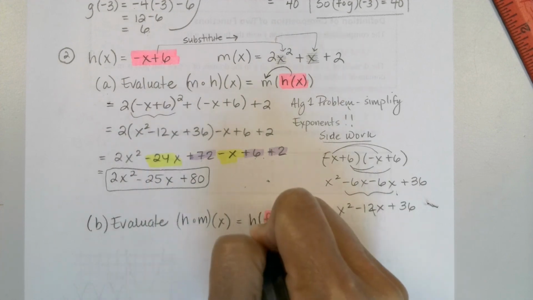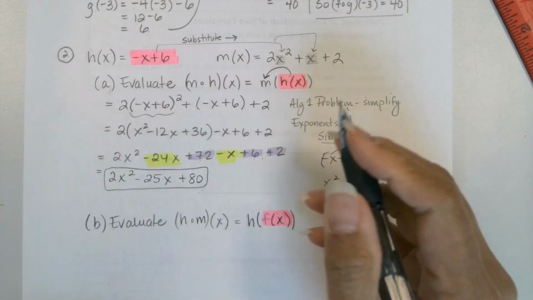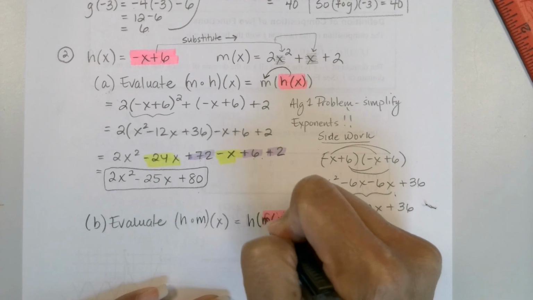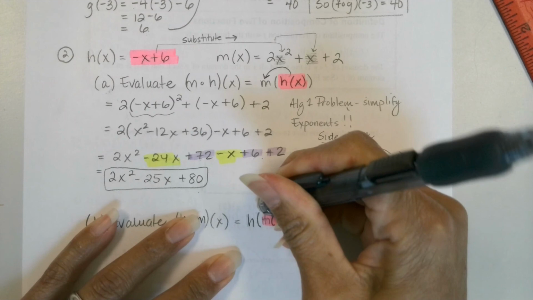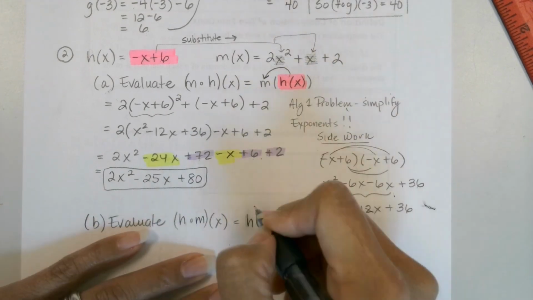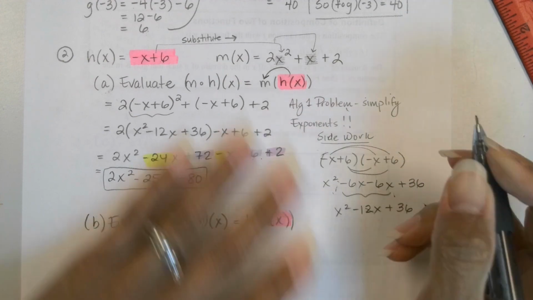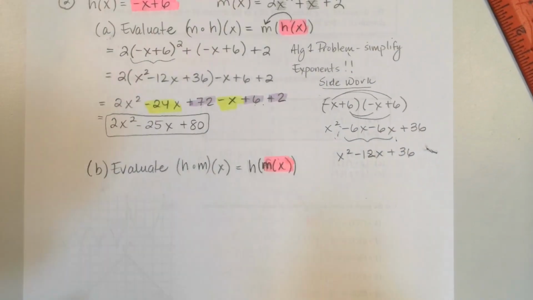So H composition M. Okay, hope I can make that darker. Ugh, that's just awful, isn't it? Okay. M. Okay, hopefully you can see that close enough. Oh, it's better on the screen than on my paper here.